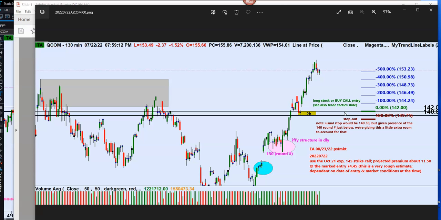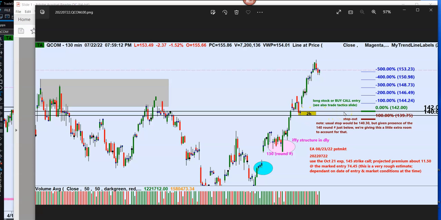The way we work it with our subscribers, we always present at least two different ways to express the trade. One obvious way is simply to go long with the stock itself, so buy Qualcomm. The other way of expressing this bullish trade out of this level would be to buy a call.